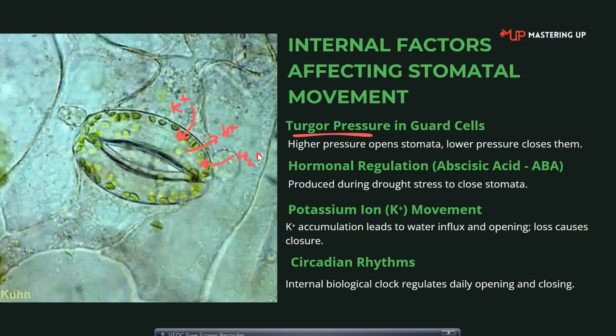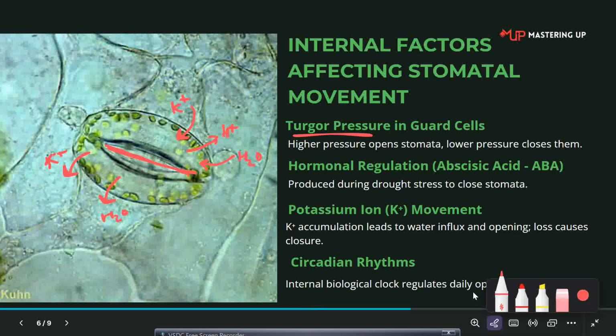And during the night, when potassium is lost from the cell, water will also be lost, and this leads to the closure of the stomata. In this way, the guard cells change their shape, and that leads to the closing of the stomata.